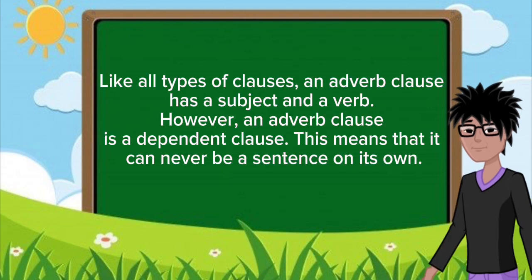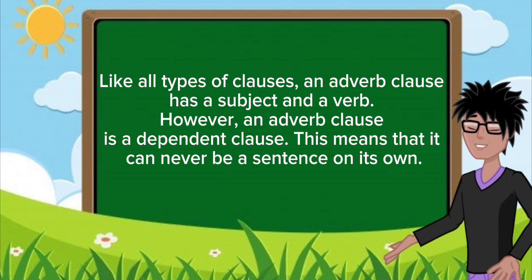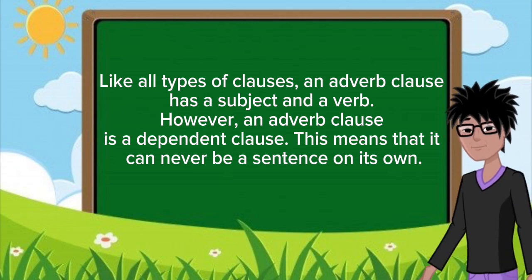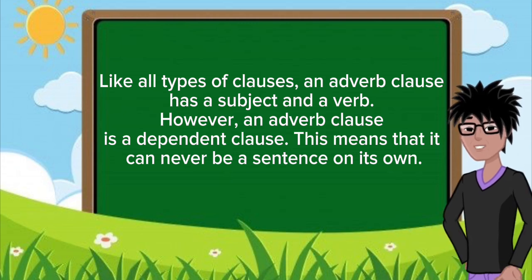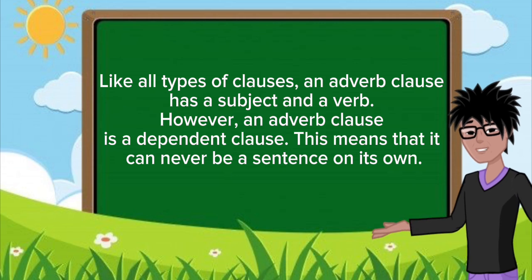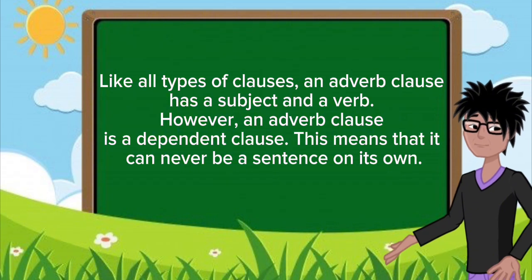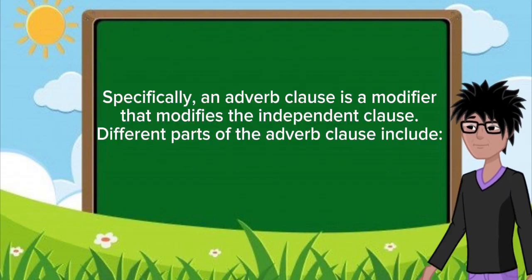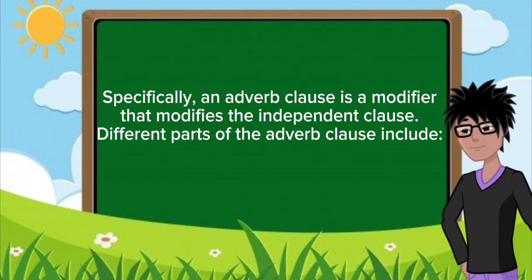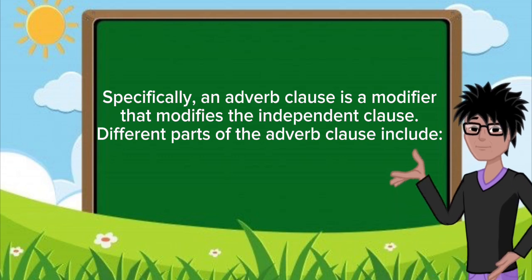Like all types of clause, an adverb clause has a subject and verb. However, an adverb clause is a dependent clause. This means that it can never be a sentence on its own. Specifically, an adverb clause is a modifier that modifies the independent clause.